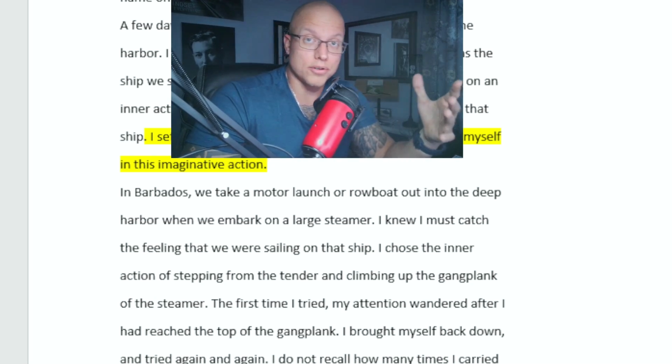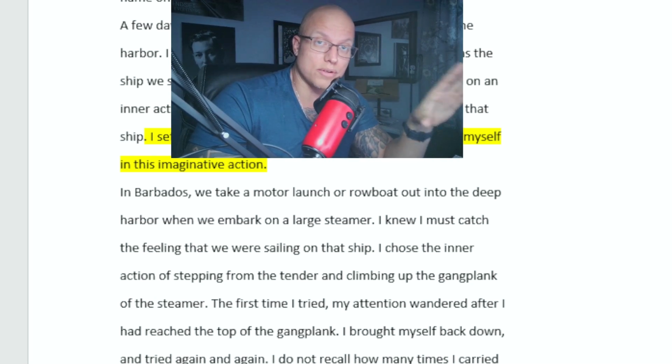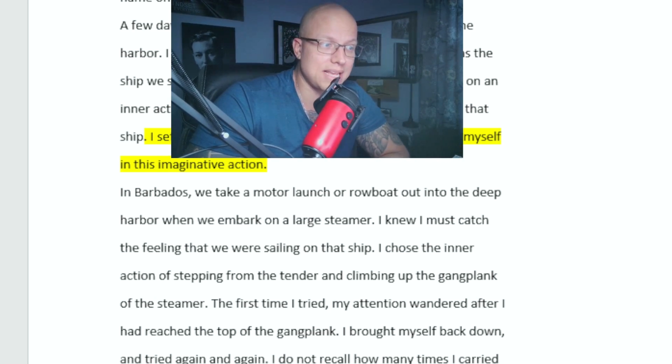His mind wandered. Okay, so his mind was even wandering. Even Neville Goddard's mind wanders a little bit. All right, so your mind wanders, you bring it back, then you redo it, kind of like climbing the ladder, up and down, up and down. You're climbing the ladder just like the gangplank. I brought myself back down and tried it again.